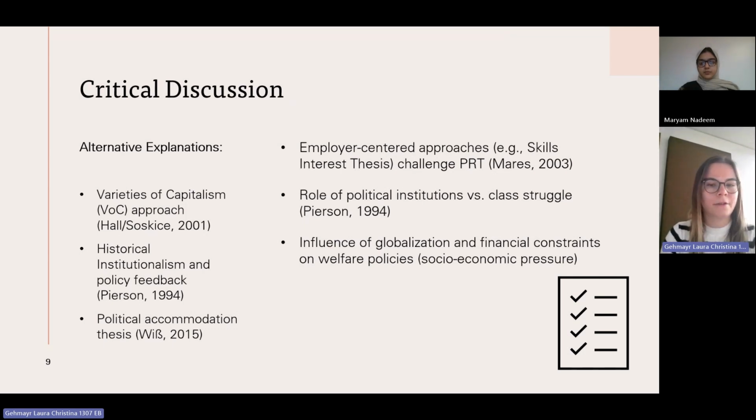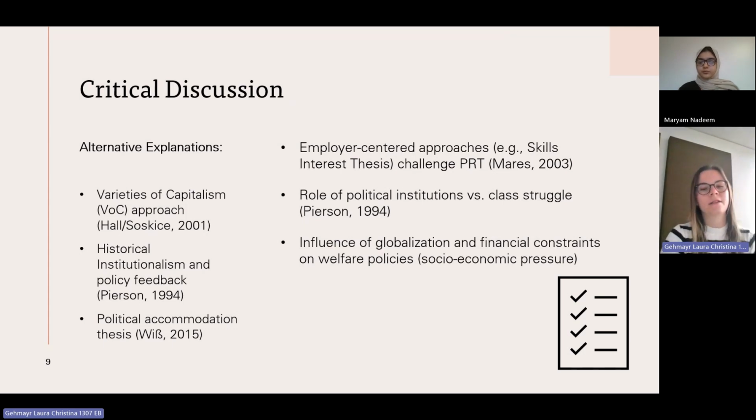An example is in high-skilled industries, such as the tech industry, where employers actually advocate for better working protections for their employees to retain their talent in their firm or in their country.